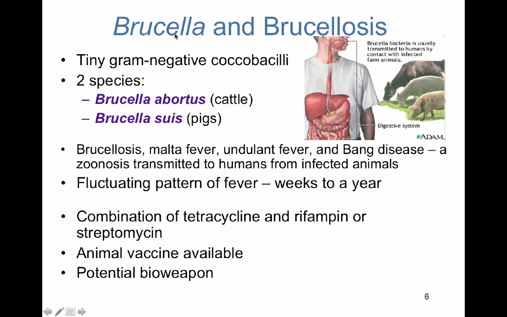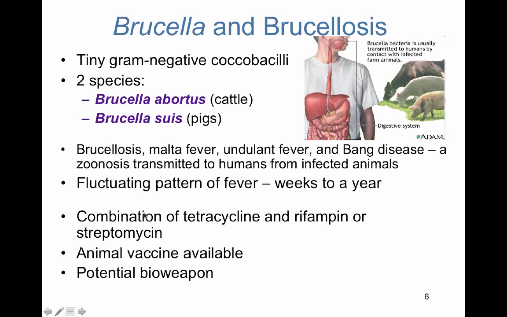Now moving on to Brucella. So there's two species that you should remember, Brucella abortus and Brucella suis, so associated with cattle and pigs. And typically this bacteria is transmitted to humans from contact with infected farm animals. And it can cause this fluctuating pattern of fever that can last anywhere from weeks to a year. So there are some other names that you might read or hear associated with Brucella infection, like Malta fever, undulant fever, also Bang's disease. And this is a zoonotic pathogen, so it is transmitted from animals.